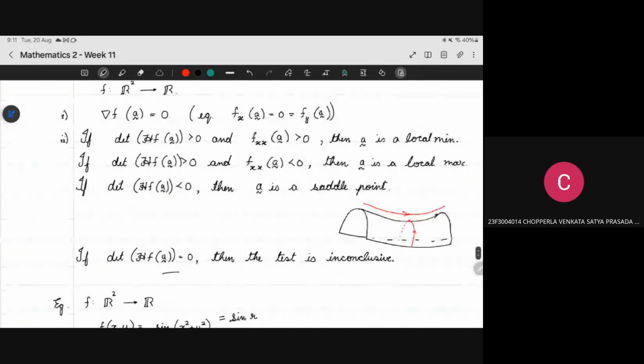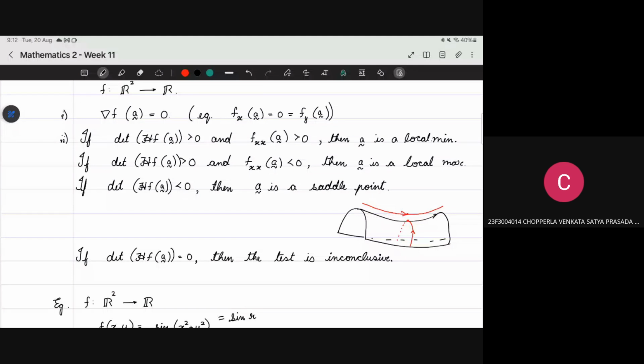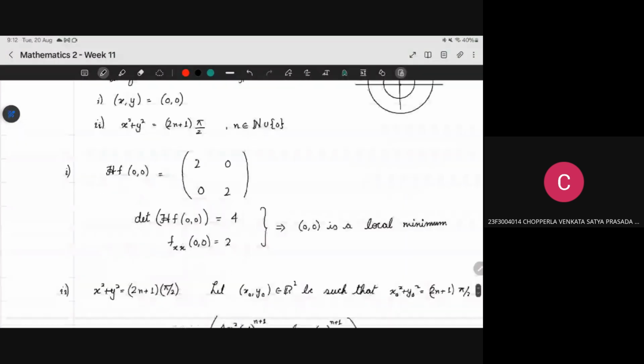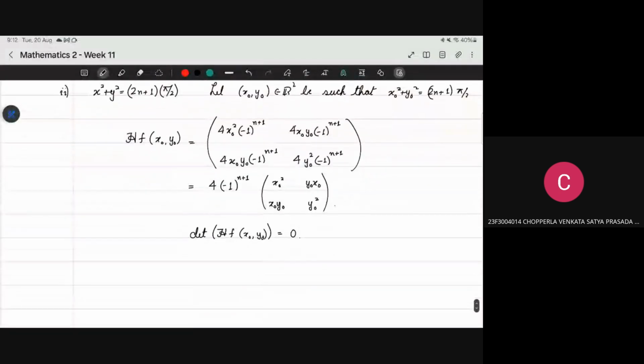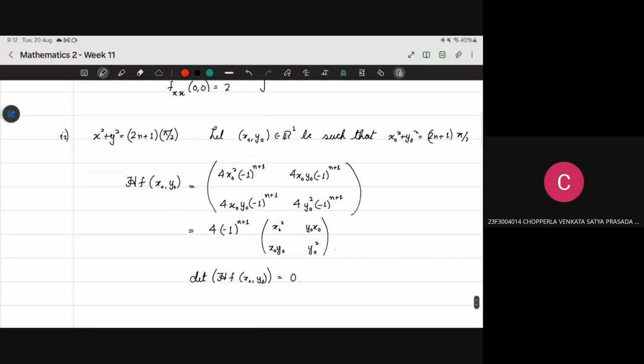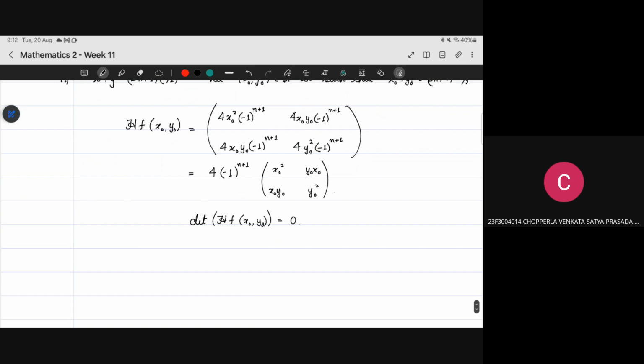This test being inconclusive means there could be functions for which the determinant is zero, but actually a minima or a maxima is attained at that point. Or there could be a function which behaves weirdly, and maxima could be attained or could not be attained. That cannot be detected by this. So if this is the case, then you're out of luck. Then you will have to try other things. There are no other things discussed in the context of this course, but there are other ideas to detect minima and maxima of functions.